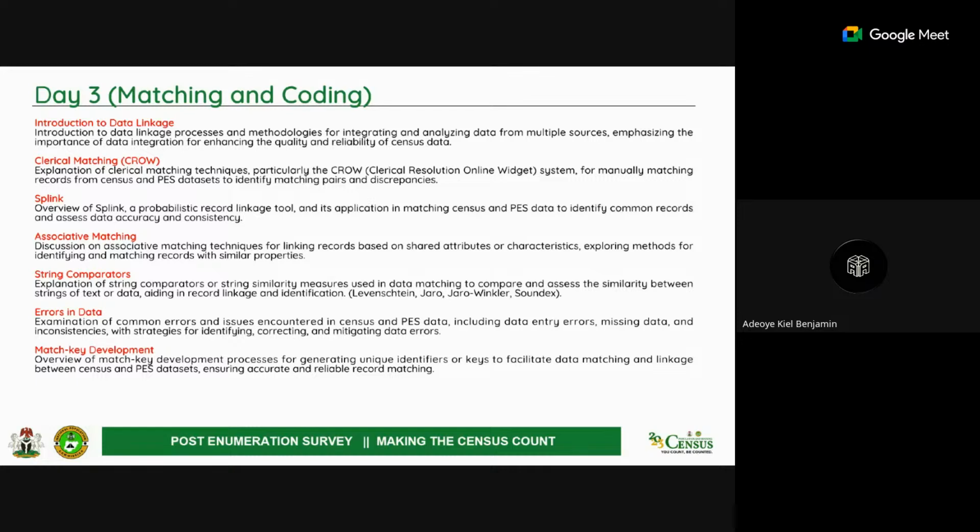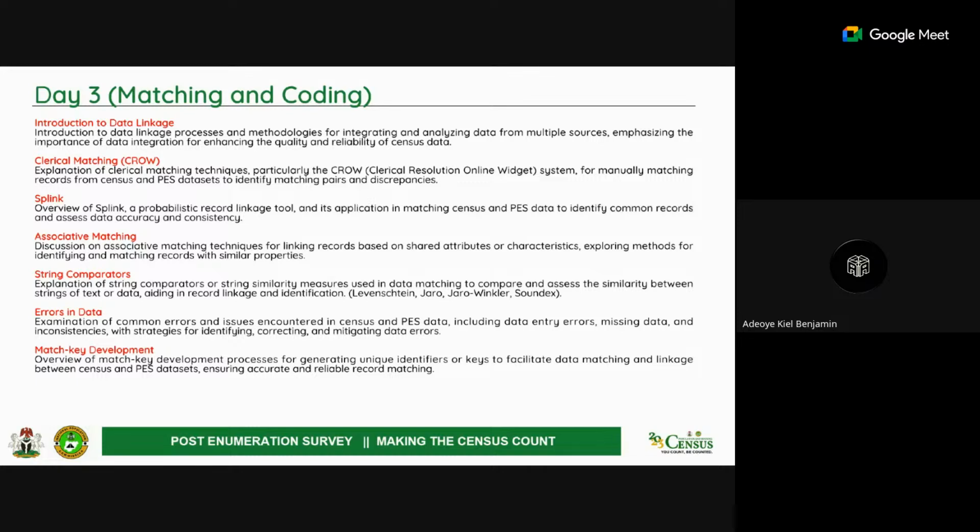So when we say we want to engage a matching class for PES, you shouldn't find it a mystery, because the matching class will be using these tools for human physical engagement. They will be engaged physically with the data to manually match the records that come from the census alongside the ones that come from PES.